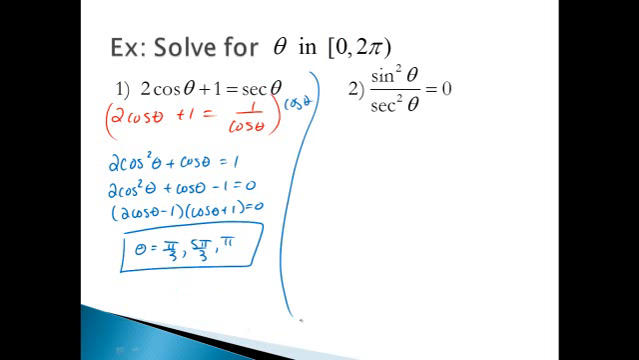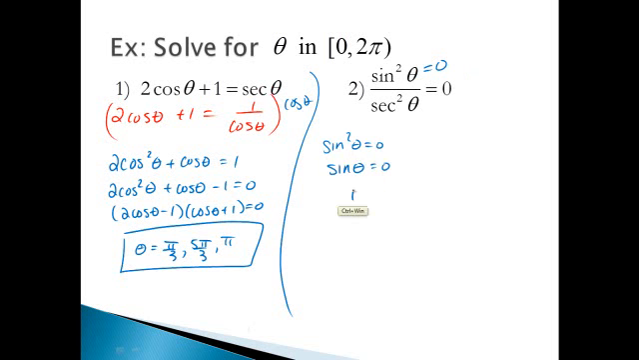In our next problem, we have a fraction equal to 0. The only way that a fraction can equal 0 is if our numerator equals 0. We completely disregard the denominator because if the denominator were 0, the problem would be undefined. And sine squared theta is equal to 0 when sine theta is equal to 0. And sine is equal to 0 at 0 and pi.